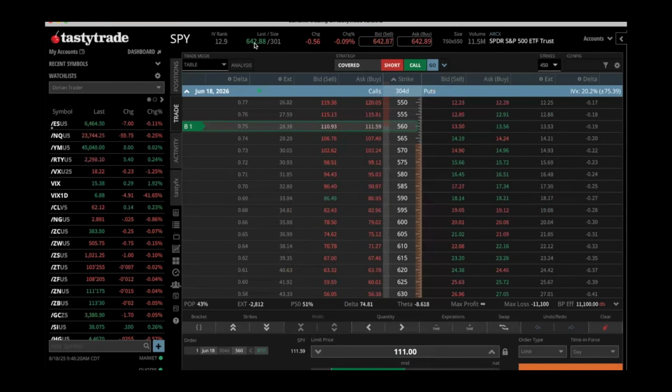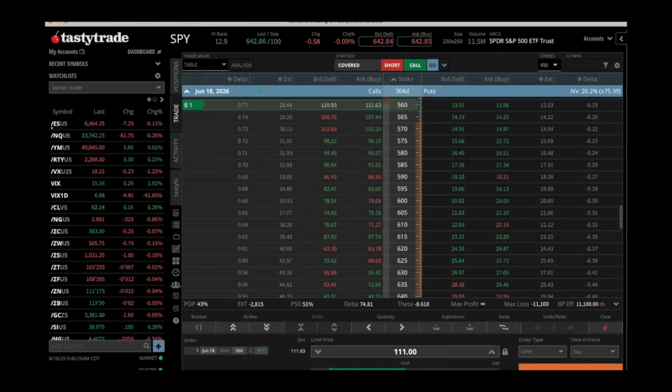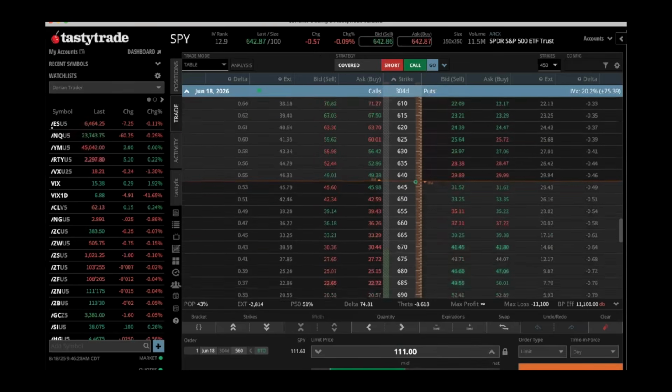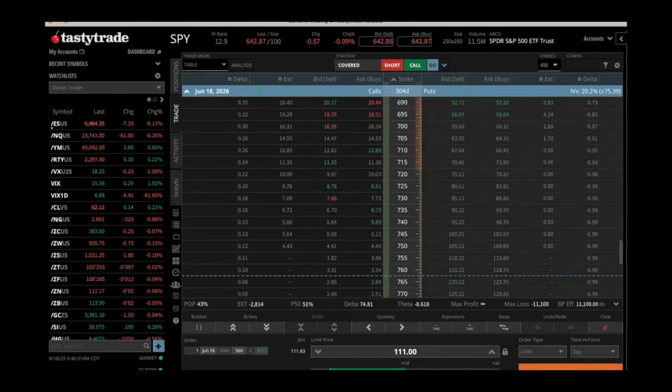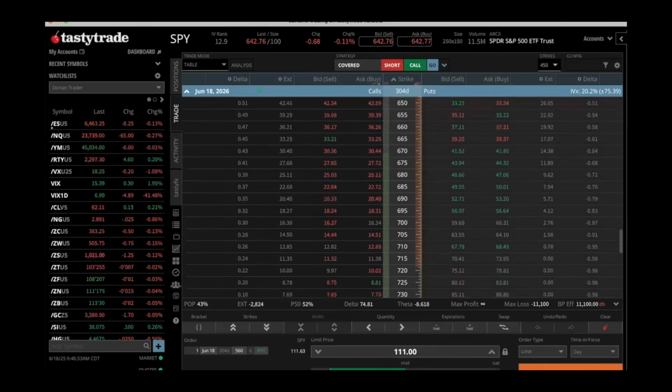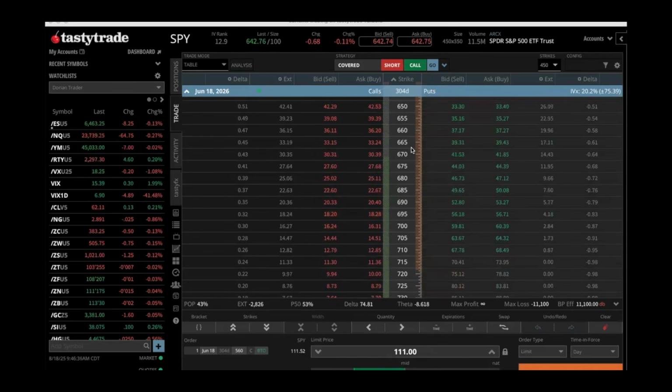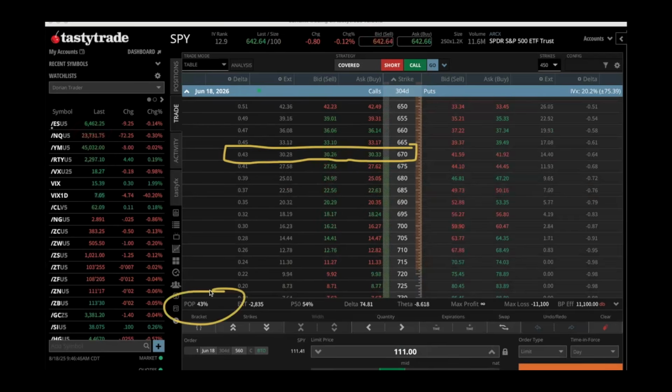So right now it's trading at 642. So if I'm going to buy this at 111, it has to go up to 671 at expiration. And so let's just say it's right here. Well, it's saying at expiration, there's a 43% chance it's going to expire above that 670 strike. And that's what TastyTrade is giving us here. So even though I did that in the money at a 75 delta, I can go further and it'll still be the same thing.